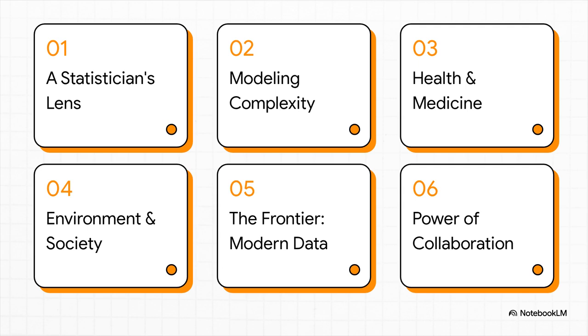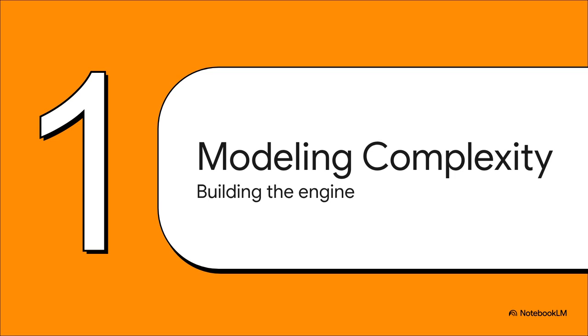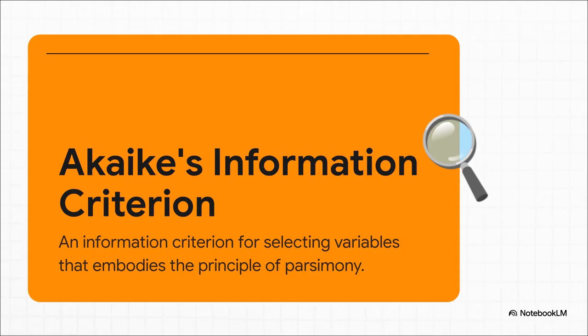Let's jump in. Okay, first things first, we need to get a handle on the engine that's really driving all these discoveries. And I want to be clear, these aren't just dry formulas on a page. They are powerful frameworks for thinking about and for measuring the incredible complexity of the real world. A real cornerstone of this work is something called Akaike's Information Criterion, or AIC for short. The best way to think about it is as a guide for choosing the best model.